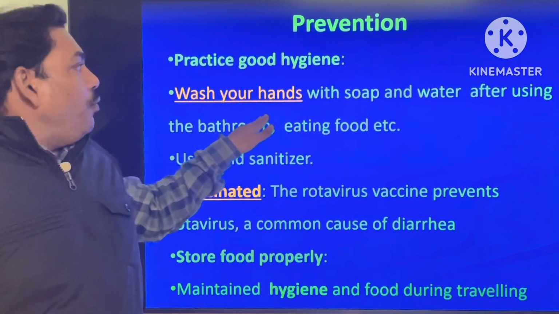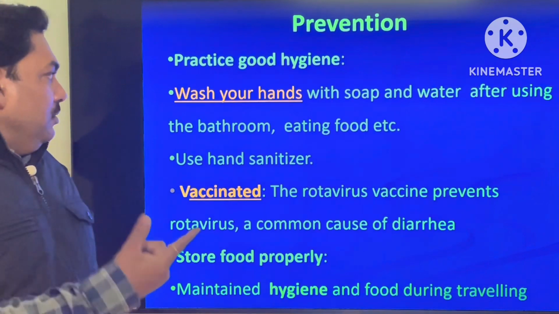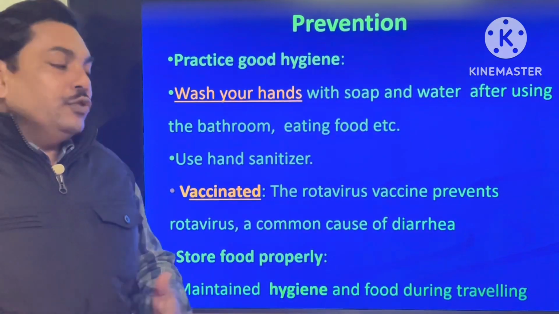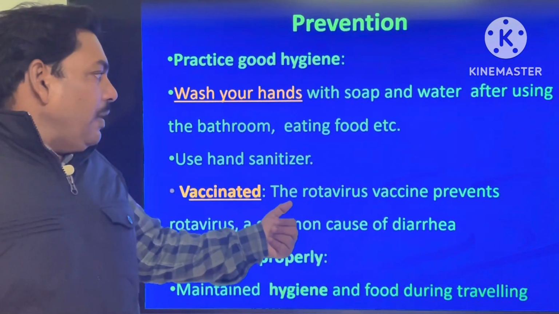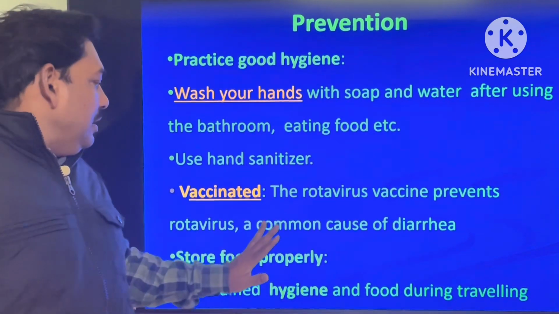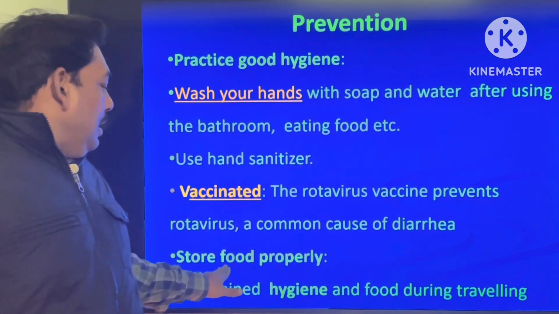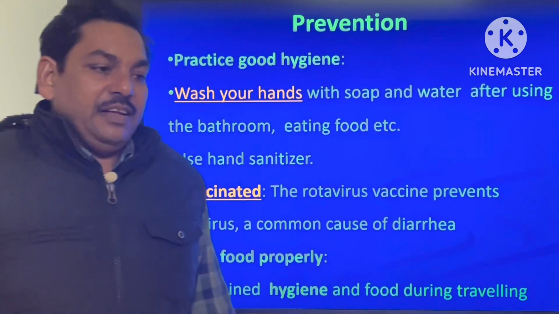Good practice: wash your hands properly after using the bathroom and before eating food, and regularly use sanitizer. Vaccine given for rotavirus prevention, which is a major cause of severe diarrhea, and store food properly and maintain hygiene during traveling. Thank you.